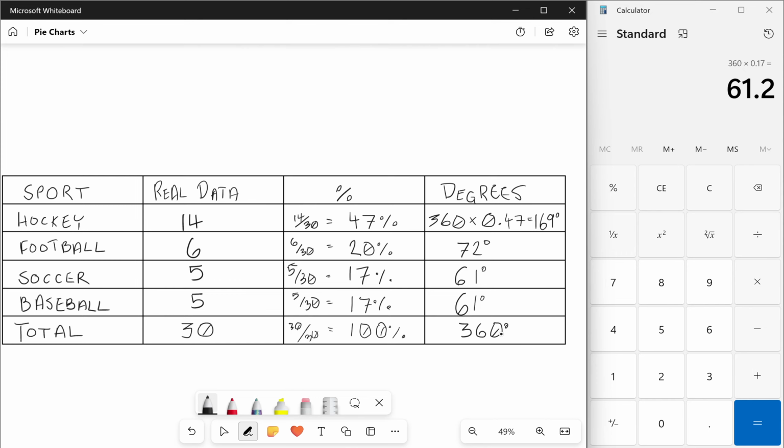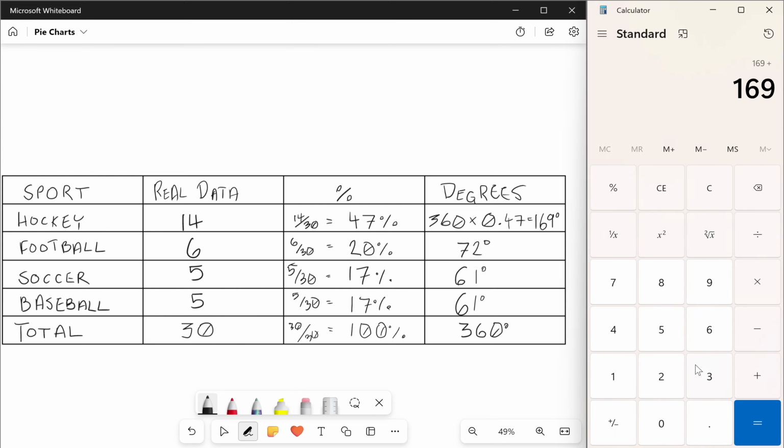Now we might be off by 1 just because we rounded some of those numbers. That's okay. We don't have to be ultra precise, but they should add up to 360 if we didn't round our numbers. Let's just prove it to ourselves just so we can see that math.